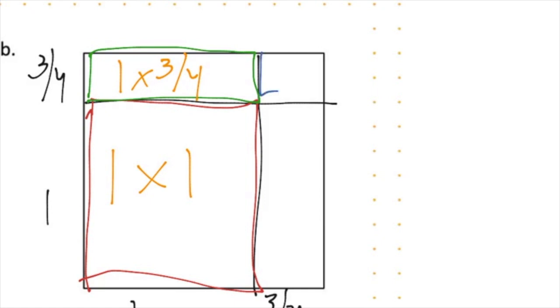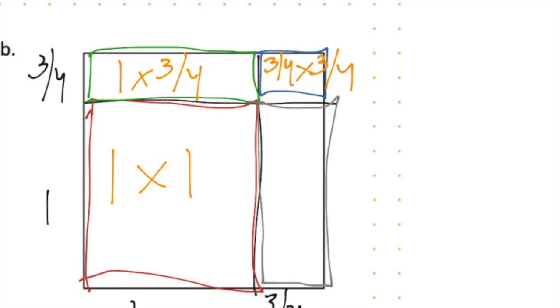This box that I'm outlining in blue would be 3/4 times 3/4. And our final box that I'm outlining in gray would be 1 times 3/4. Solve, add, tell me the area. When I say go, push pause, and complete. Ready? Go.